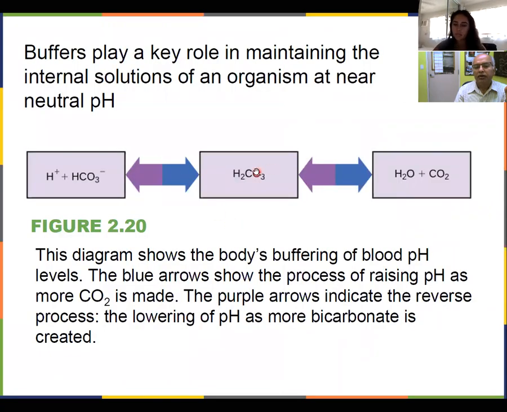So here is an example of a buffer, carbonic acid. Here, it can dissociate this way, adding hydrogen ion concentration, and it can go the other way, removing the hydrogen ion concentration. As a result, this can act as a buffer.